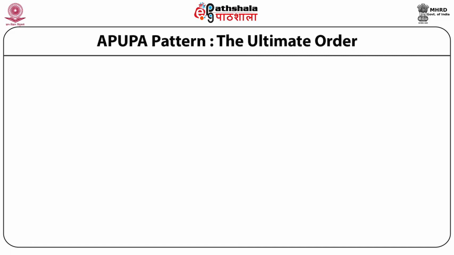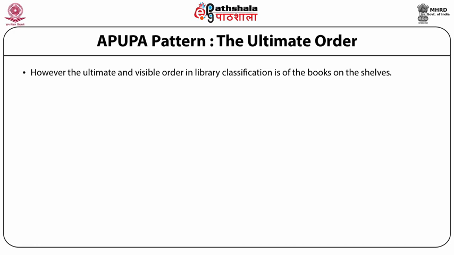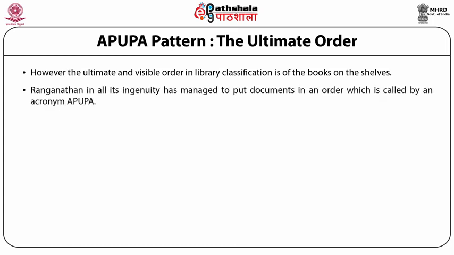Helpful order in arrays or logical sequence of facets results ultimately in what Ranganathan calls a PUPA pattern. That is the ultimate order that we achieve on the shelves. That is being utilized by the users. That is on the surface. However, the ultimate and the visible order in library classification is of the books on the shelves. Ranganathan, in all his ingenuity, has managed to put documents in an order which is called by an acronym, APUPA.